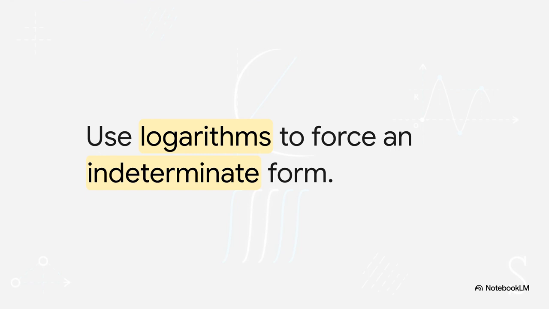Applying L'Hopital gives us 1 over x divided by negative 1 over x squared, which simplifies beautifully down to negative x. As x approaches 0, that equals 0. But remember, that's ln y. If ln y approaches 0, then y approaches e to the 0, which is just 1.